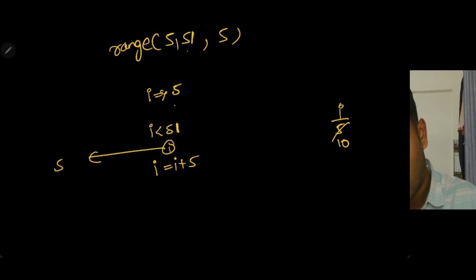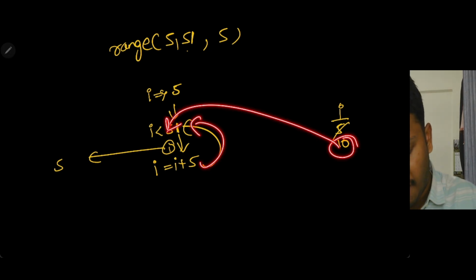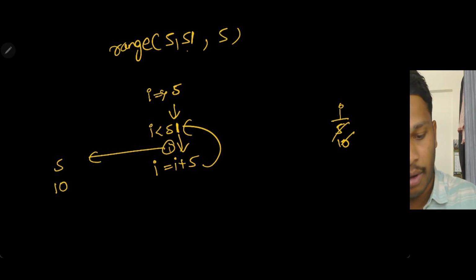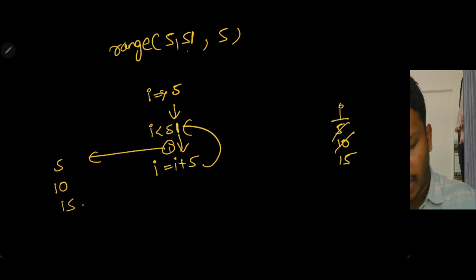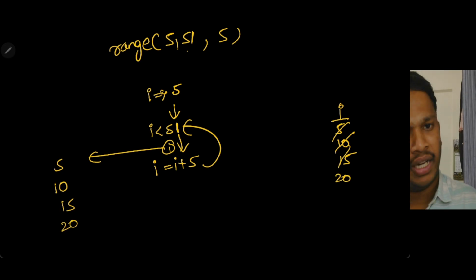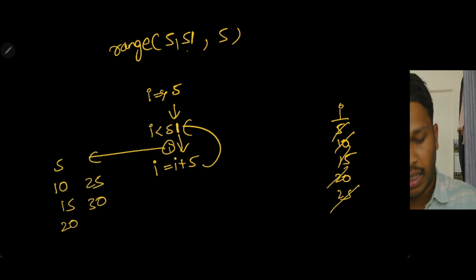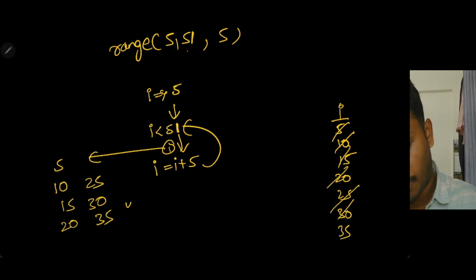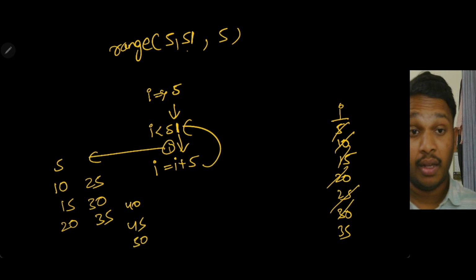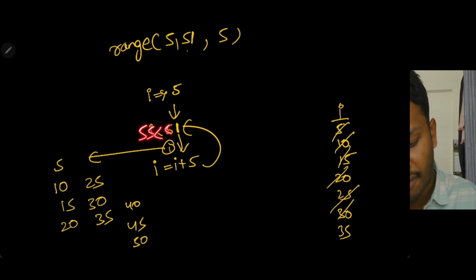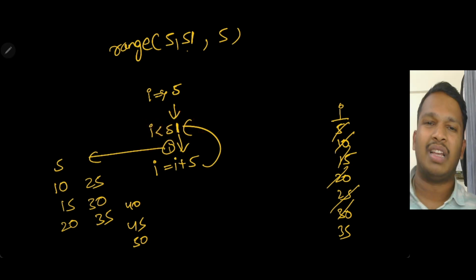Next, I value 10 less than 51. So what should I do? I should take the I value. 10 less than 51, true. Next, I plus 5, 15. 15 less than 51, take. Again add 5, 20. 20 less than 51, take 20. Again add 5. Next, 25 less than 51, take this. Again add 5, 30. 30 less than 51, take it. 35. Next, 40. Next, 45. Next, 50. Next, 50 plus 5, 55. 55 less than 51 is false. Stop the process. Like this they will do.